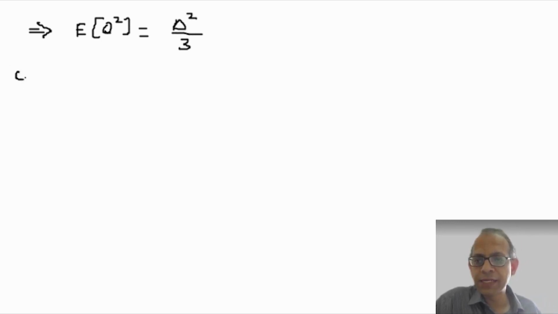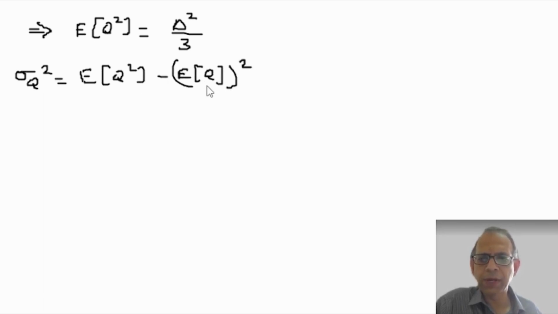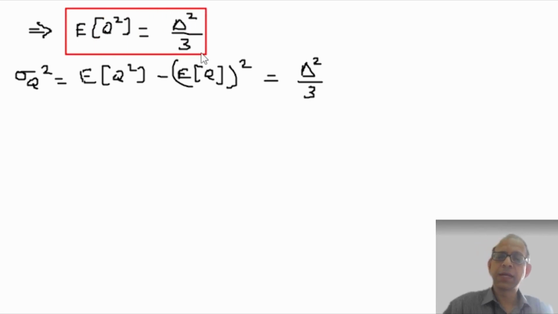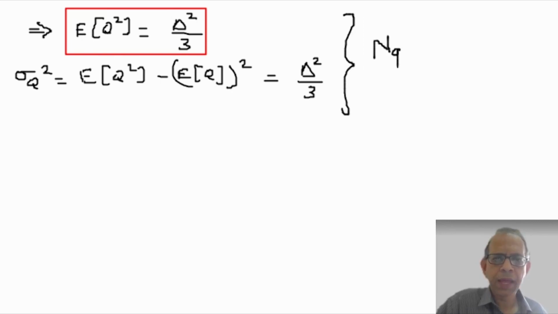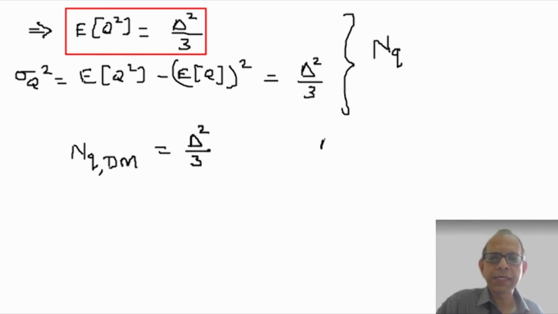We can also work out the variance sigma q square, which is E[q square] minus E[q] whole squared, because E[q] is 0. So sigma q square, the variance, is the same as the mean square value, delta square by 3. So this is a very important result, and we should memorize it, that the quantization noise power, whether we call it mean square value or variance, the same thing, because the mean value here is 0. We represent it by NQ. So what we observe is that the quantization noise power NQ for delta modulation is equal to delta square by 3, where delta is the step size.